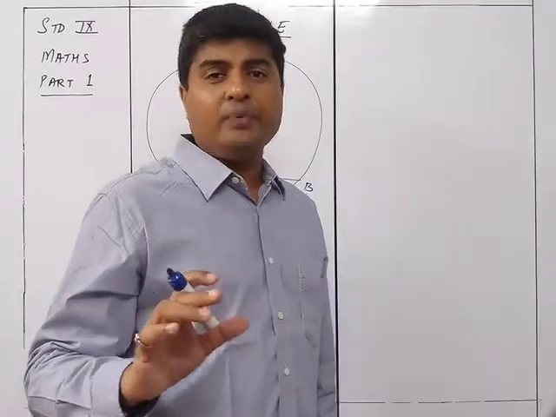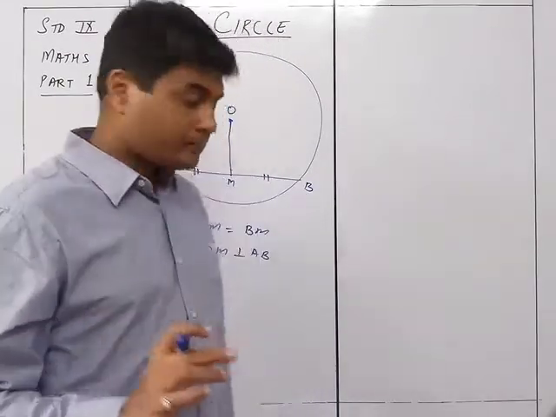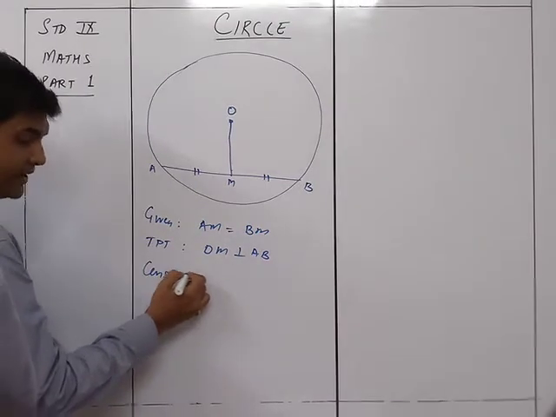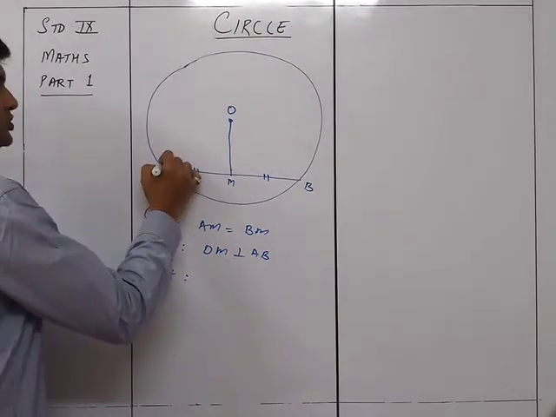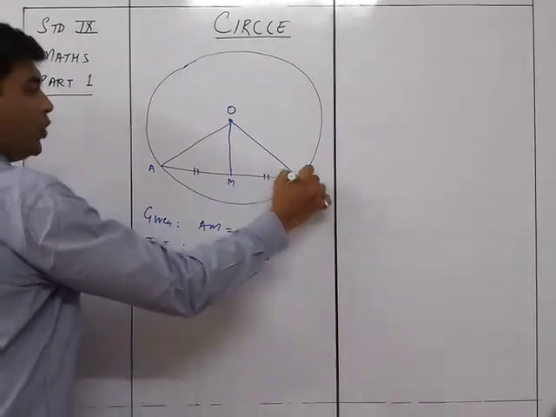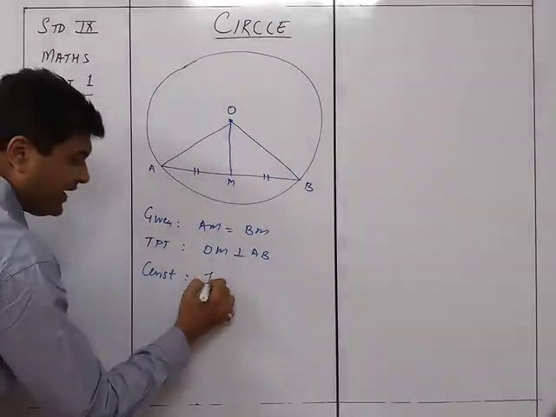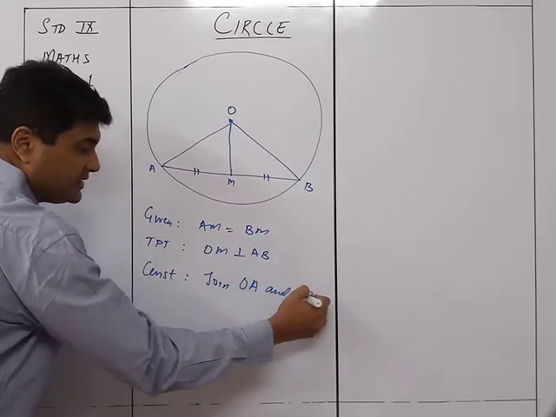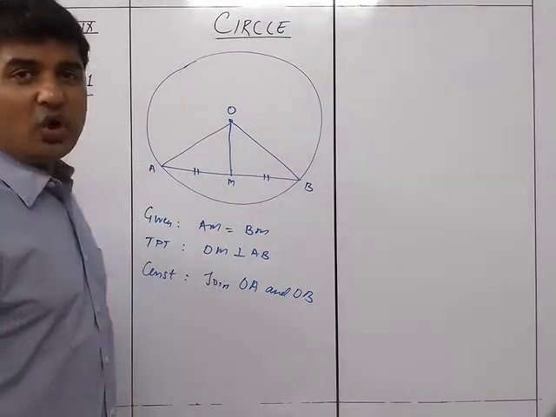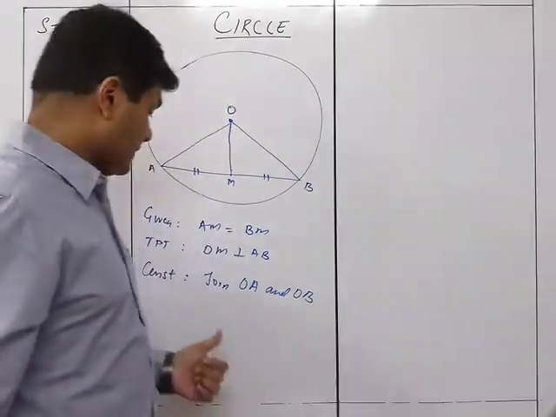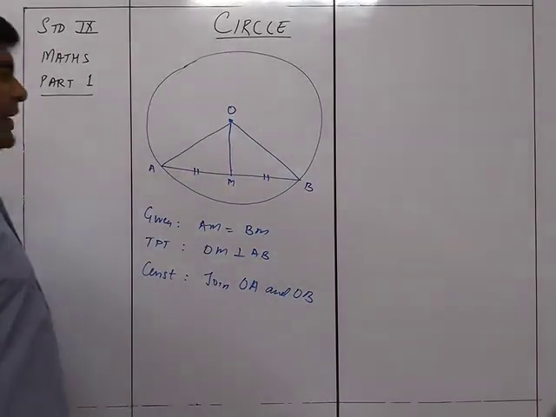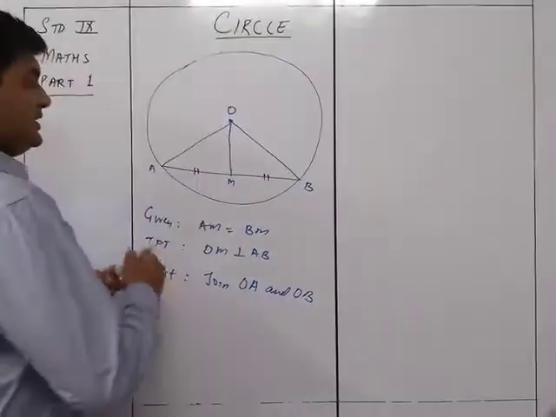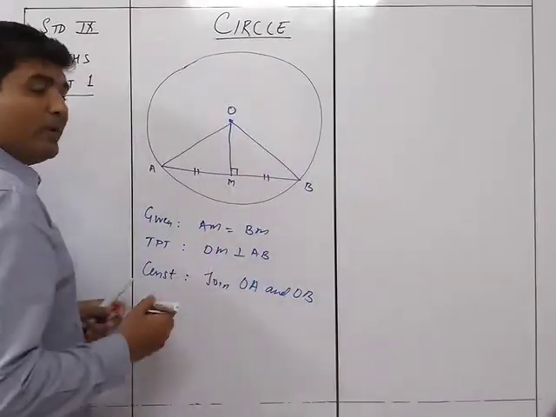Now let us find out how to prove this part. To prove this, first of all, we will have a construction. In that construction, what we are going to do is join OA and OB. Join OA and OB. So basically what I am planning to do is prove that this is 90 degrees. Now how do I prove it is 90 degrees?